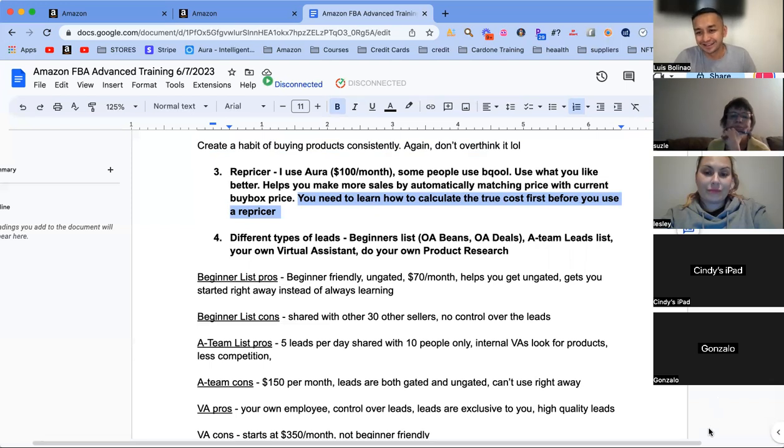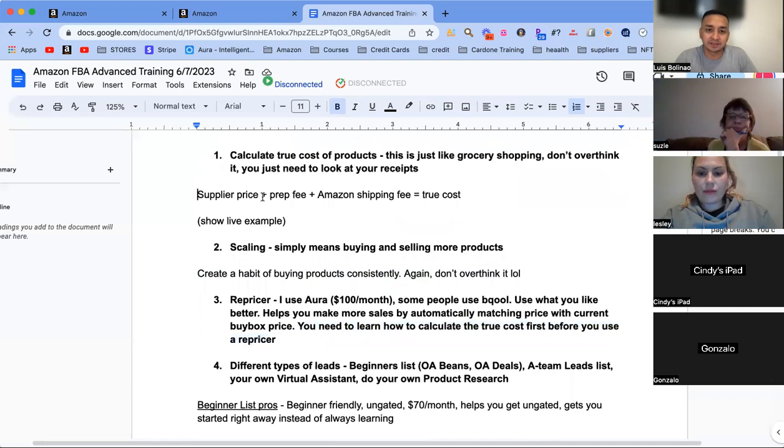Right? Because it needs a baseline cost before it goes up and down. So again, master this formula first before you get a repricer.